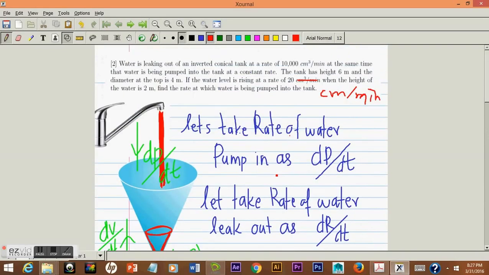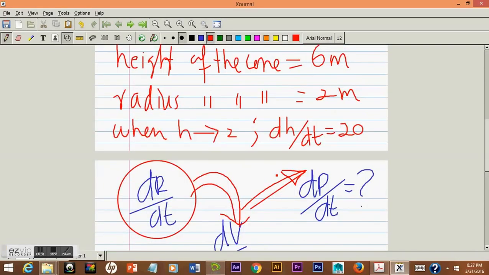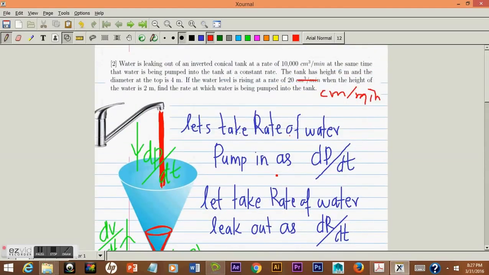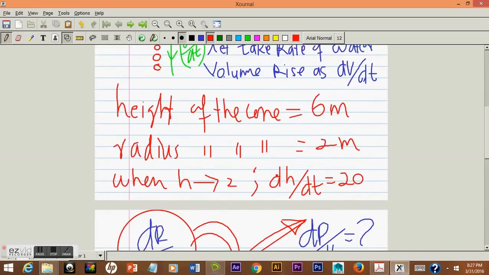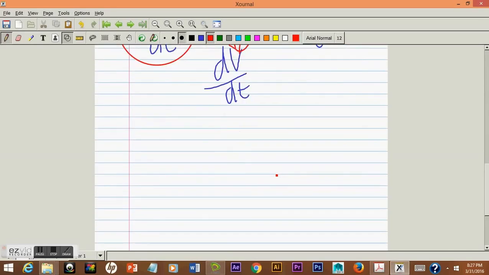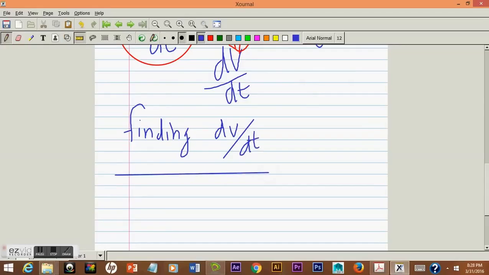So first of all, we need to find dV by dt, because dr by dt is given as 10,000 centimeter cube. So we must start from dV by dt. To start from dV by dt, we have to take a small diagram. So let's find dV by dt. Finding dV by dt. Let's write it down and underline it.